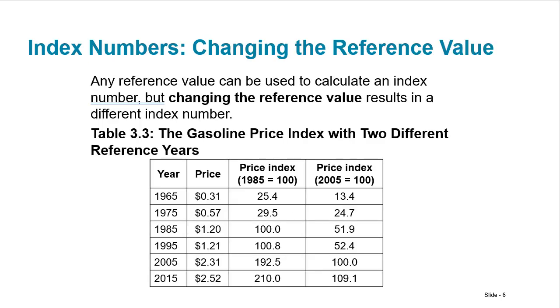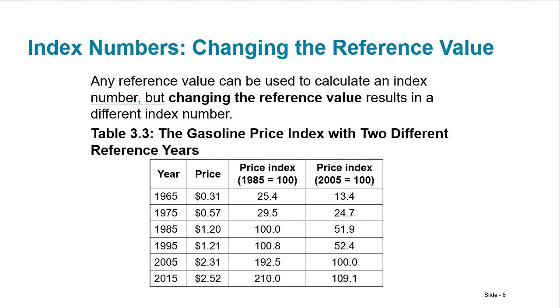How about changing the reference value? Any reference value can be used to calculate an index number, but changing the reference value results in a different index number, right? Before, we were indexing everything with 1985. But we could just as easily index everything with 2005 instead. And now you can see that 2005 is the 100%, and in 95 it was only 52% of what it was in 2005. And way back in 1965, it was only 13% of what it was in 2005.